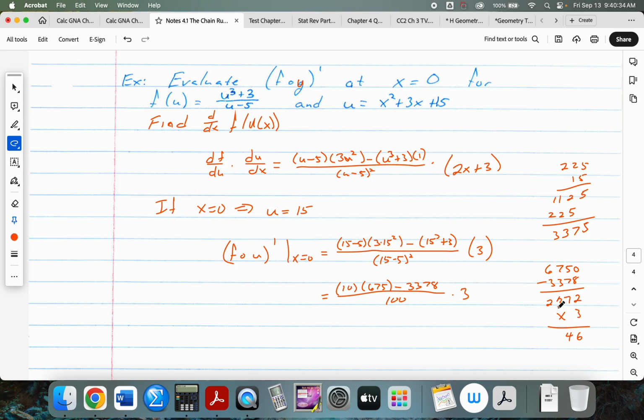I may need to do this whole problem over from the start. So this is 704.6. If I have done, oh no, 70.46. If I've done all of that arithmetic correctly. Okay, any questions about that?